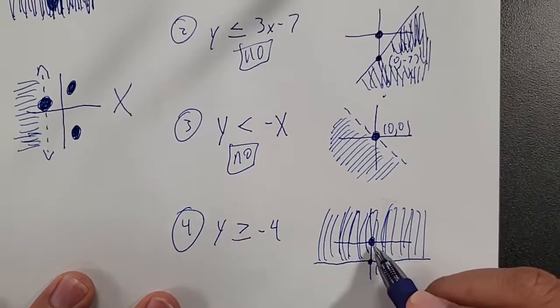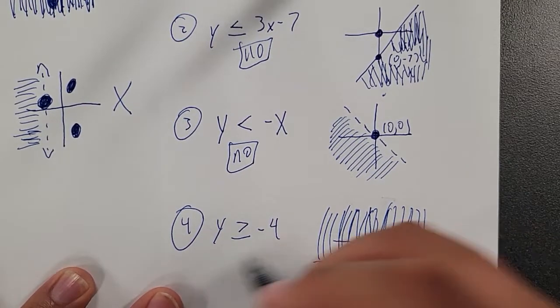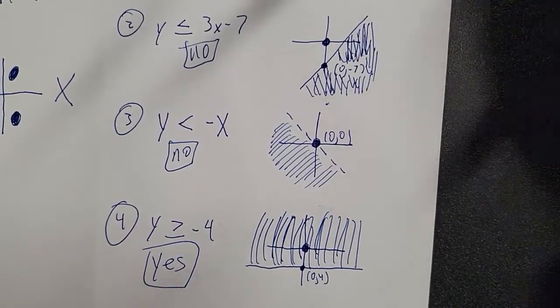All right, and finally, my origin, or the 0, 0 point that I'm looking for, is in the shaded area. So yes. All right, we finally get something here.